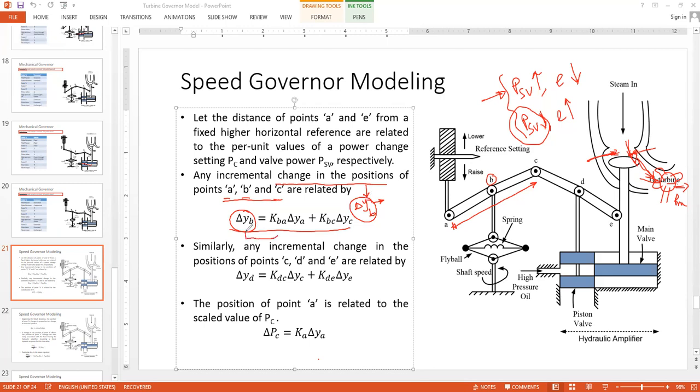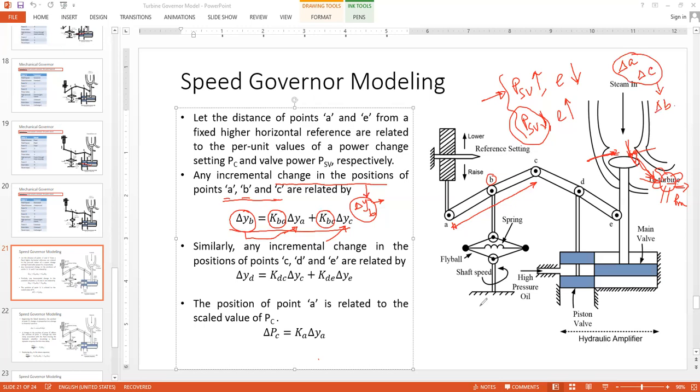So delta yB is related with what? It is related with delta yA and delta yC. And KBA and KBC are nothing but some proportionality constants. In other words, we are simply saying that if there is any change in A, or any change in point C, both of them could be related with the change in point B.